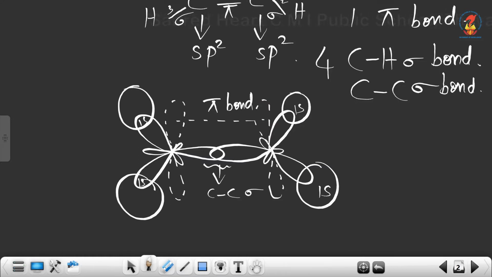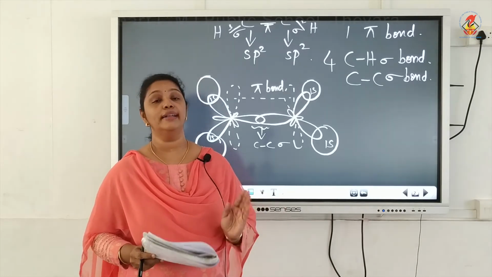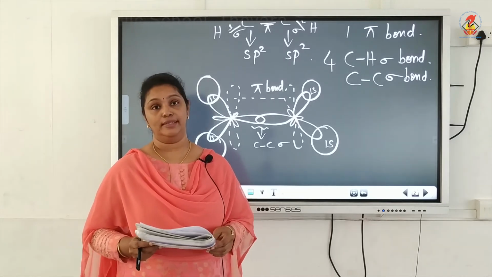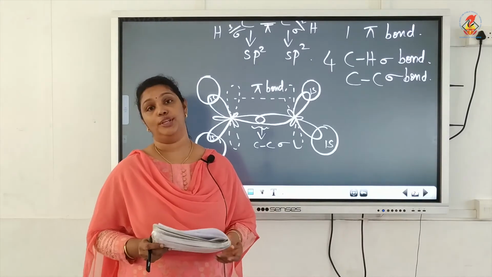So the pi bond in ethene is formed by the sidewise overlap of unhybridized p orbitals, meaning the p orbital left in the free state. So this is the hybridization in the ethene molecule.